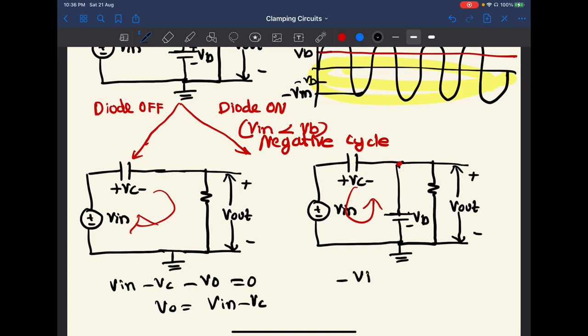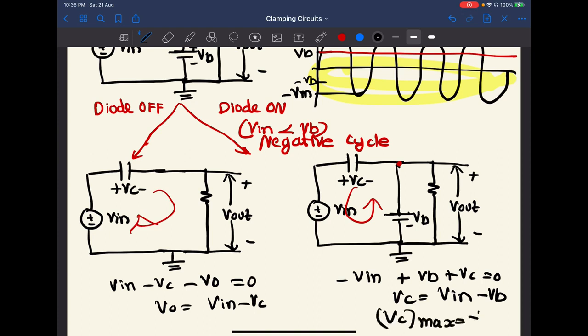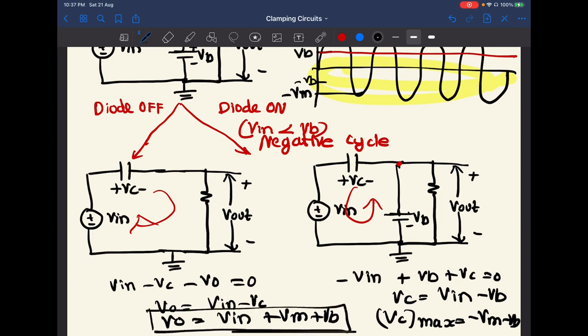So minus V in plus Vb plus Vc equal to 0, or Vc equal to V in minus Vb. Vc max equal to, it will be charged to minus Vm minus Vb. By substituting here, V out equal to V in plus Vm plus Vb. This is the final output wave equation.